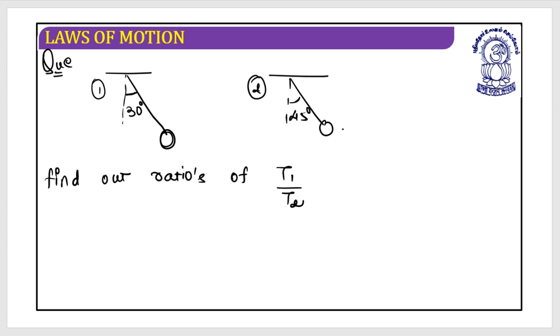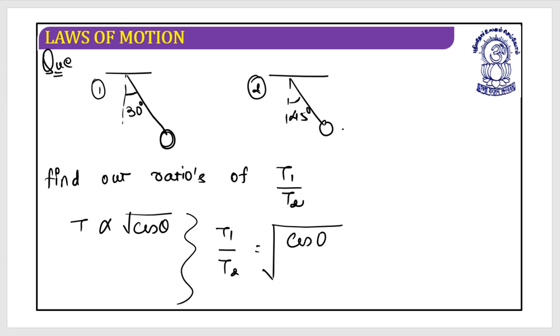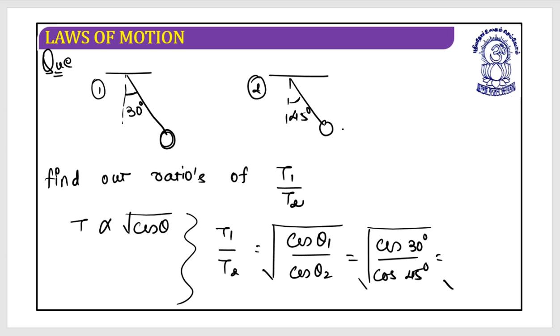So what I understand is that the time period is directly proportional to the root of cos theta. If it is directly proportional to the root of cos theta, then t1 is to t2 equals root of cos theta 1 is to cos theta 2. That would be cos 30 degrees divided by cos 45 degrees. Cos 30 is root 3 by 2, and cos 45 is 1 by root 2. I hope these things are clear, and this would be the answer. You got it.